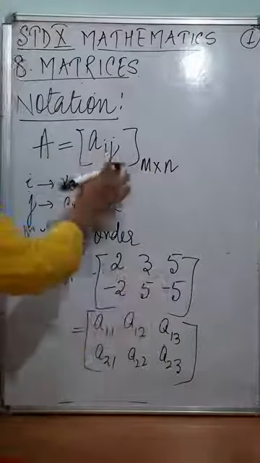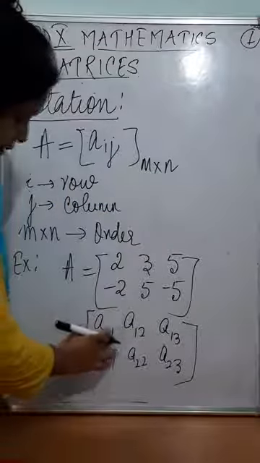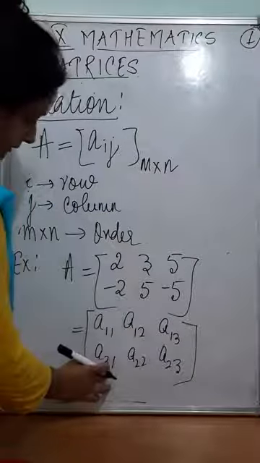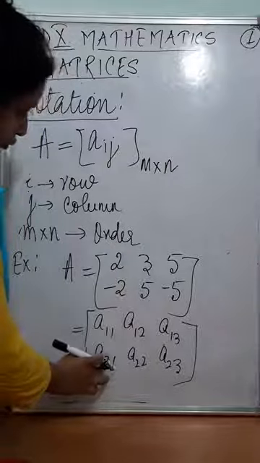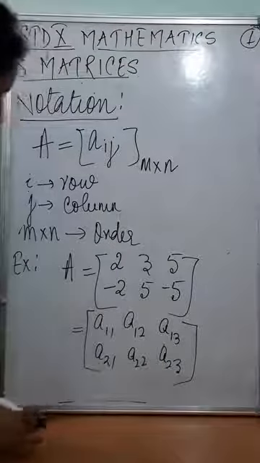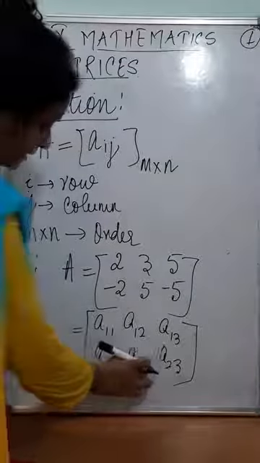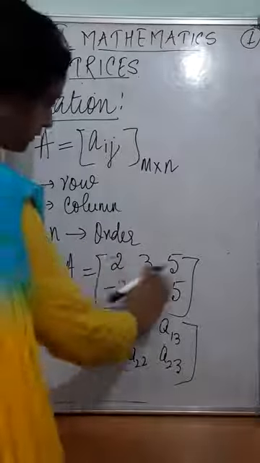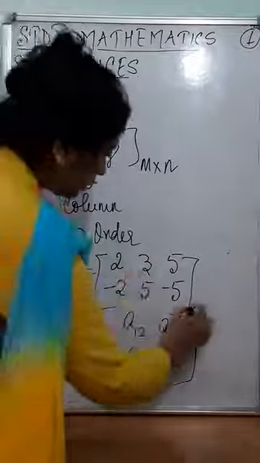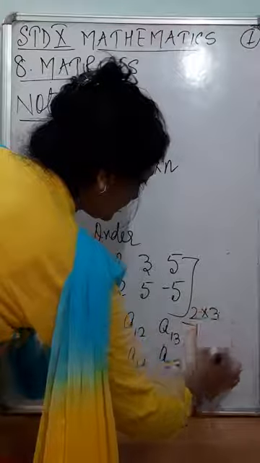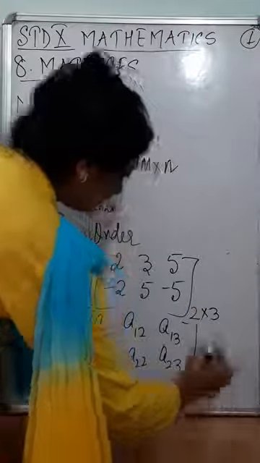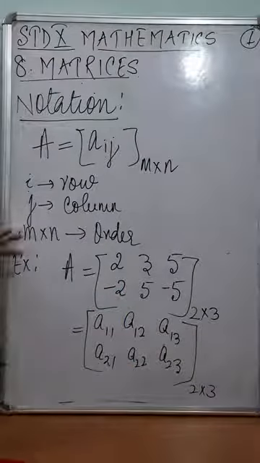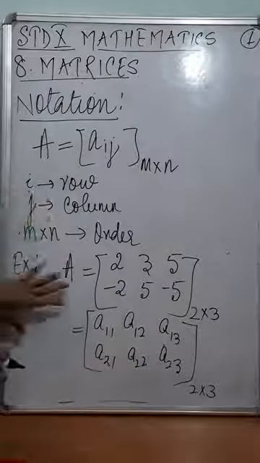And the second one is the column. So first column, second column, third column. Again, for the second row, 2, 2 and 2. Second row. The column is the first column, second column, third column. And the order of the matrix is, there are 2 rows, 3 columns. Therefore 2 by 3. This is how we denote a matrix.